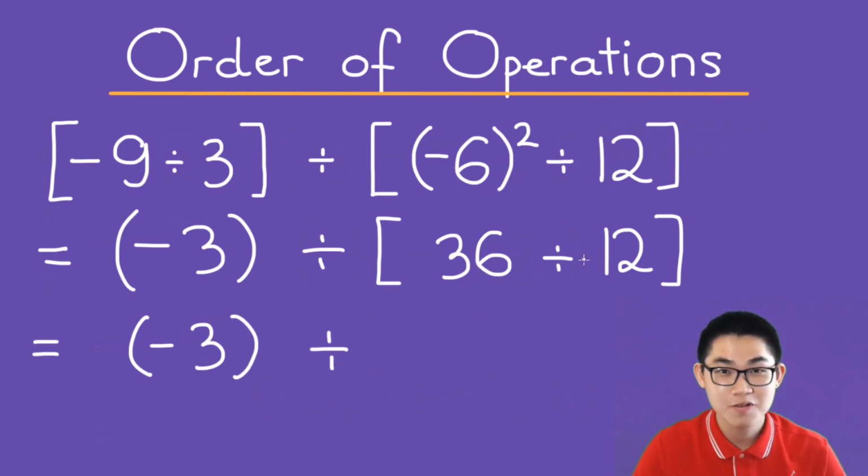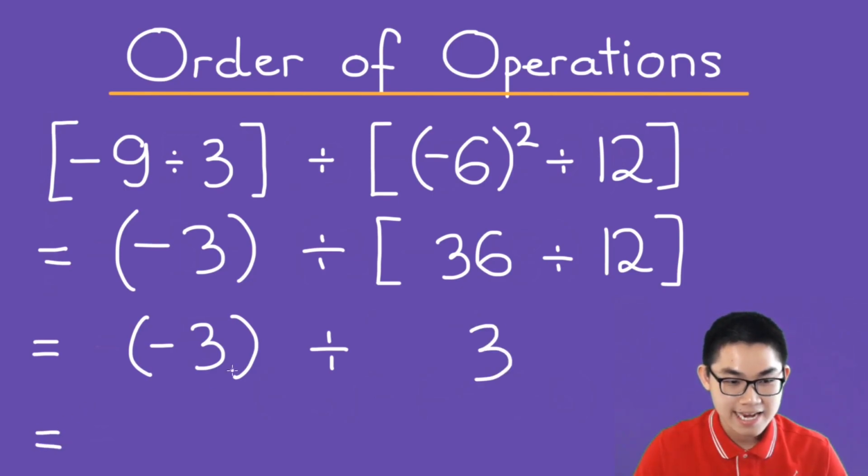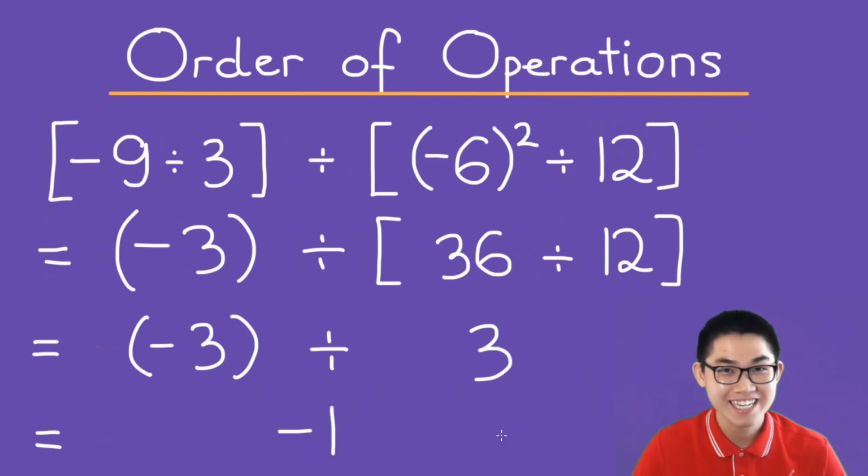36 divided by 12 is going to be 3. And negative 3 divided by 3 is negative 1. See, not so bad, right?